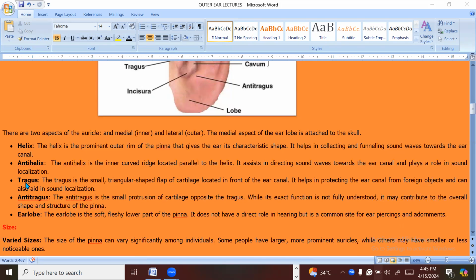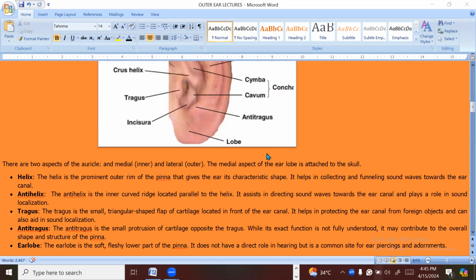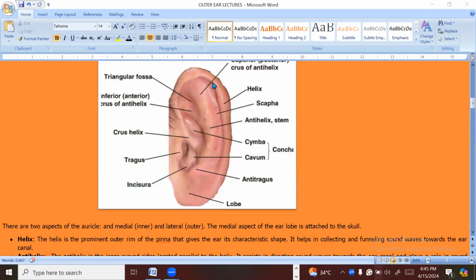Now, we've been able to look at the helix. The helix is the prominent outer rim of the pinna that gives the ear its characteristic shape. This is the helix. I started here, here, here. So it has its crus here.